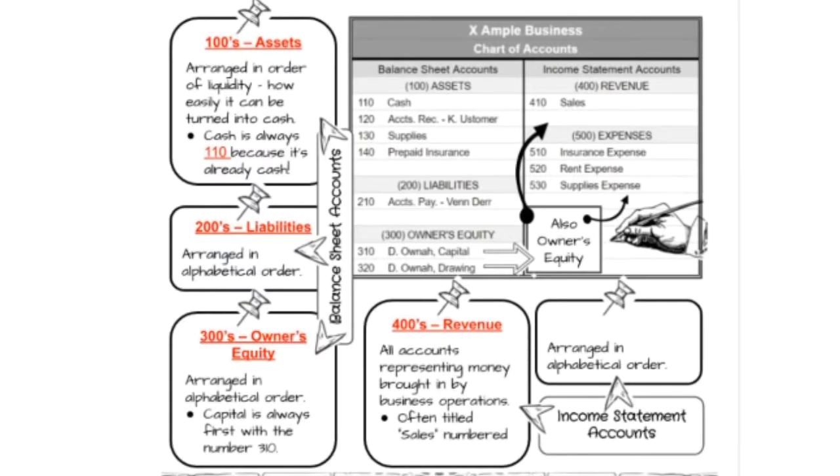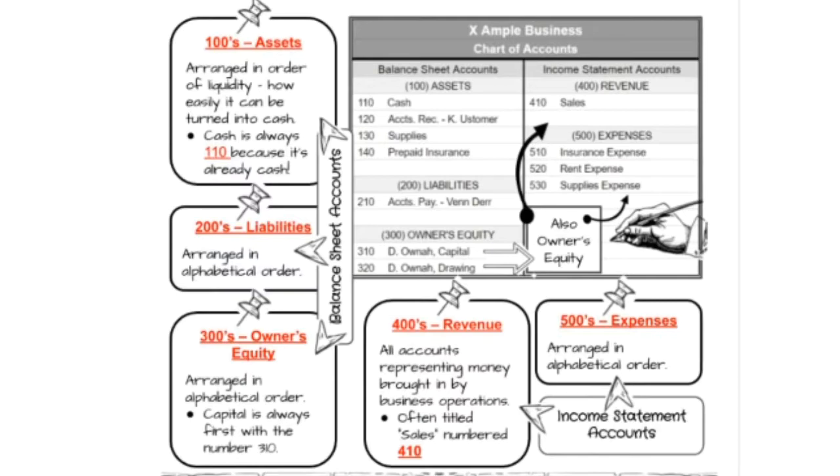On the other side, we also have owner's equity accounts. We've got our revenue accounts, which are in the 400s. These are all the accounts representing money brought in by business operations. Often it's just one account titled sales. However, sales can be further divided up, so you would number them alphabetically if there were more. Next, we have the 500s. Those are expenses, and those are arranged in alphabetical order as well.